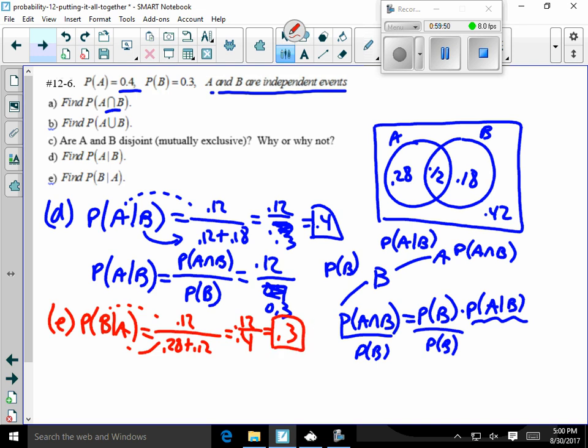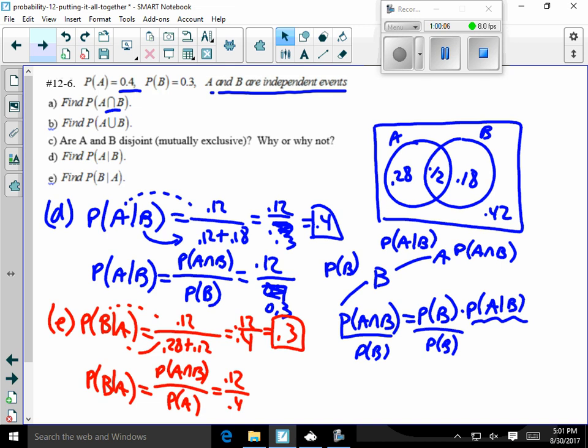Or you could use the conditional probability formula. The probability of B given A is going to be the probability of A and B divided by the probability of A. And so it would be the 0.12 divided by the 0.4 to get the 0.3. All right, so Venn diagram or conditional probability formula are both good strategies for the last two parts there.